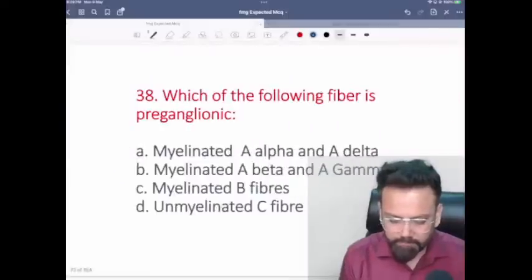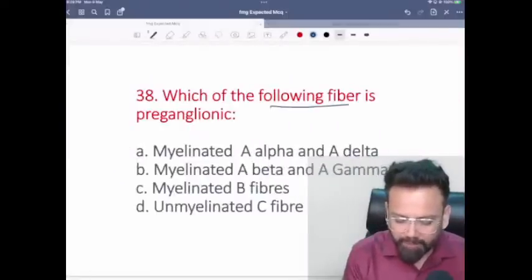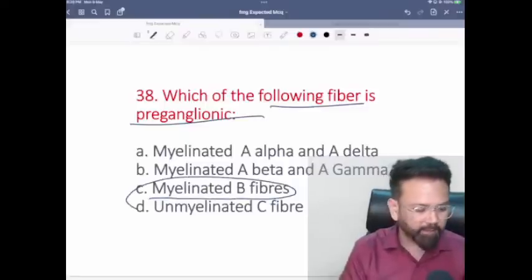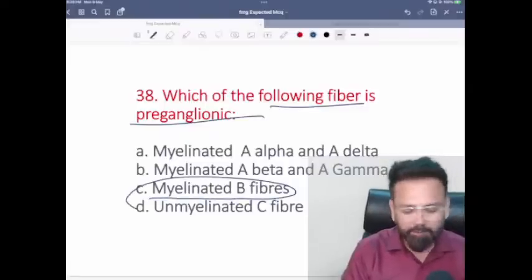Now again a question, which of the following fibers is preganglionic? Just now I have discussed, it is the myelinated B fiber.